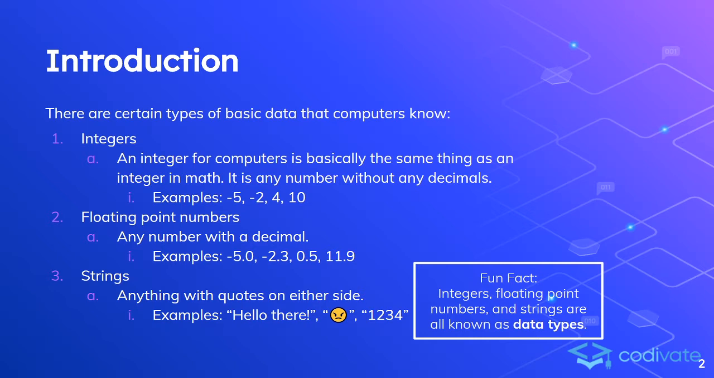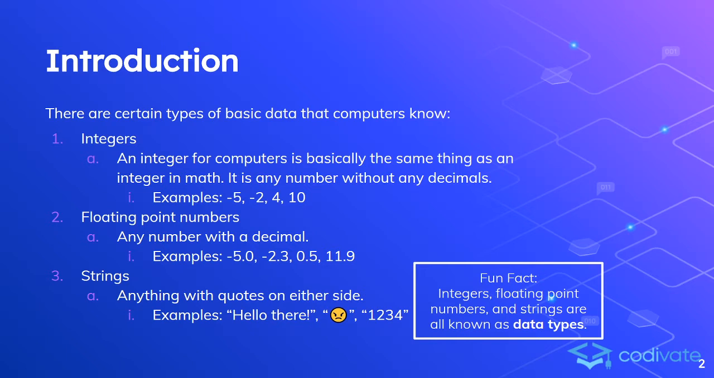Integers are really the same thing as integers in math. They're numbers without a decimal. They're also known as whole numbers, and they can be positive, negative, or zero, unlike whole numbers. Basically, as long as there is no decimal point or decimal digits, the number is an integer. Anything with decimals is a floating point number, like negative 5.0, negative 20.3, etc. Those two cover both normal numbers and numbers with decimals.